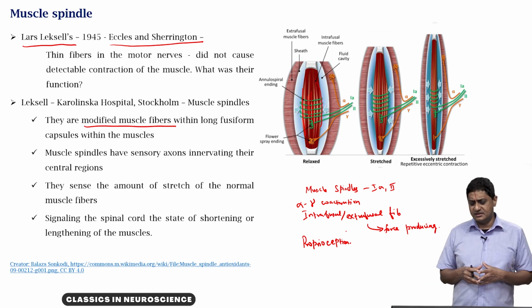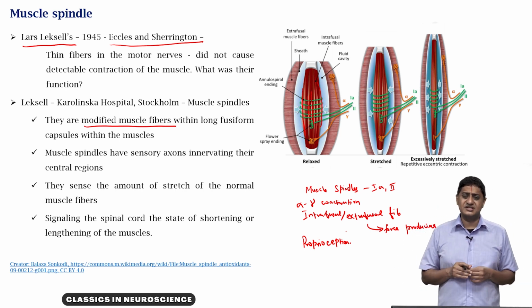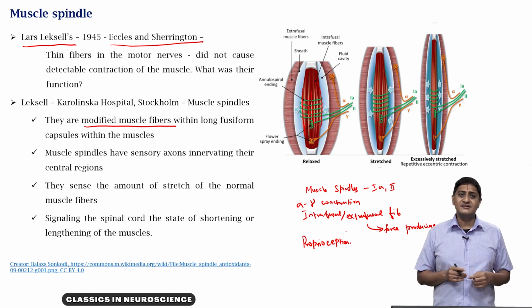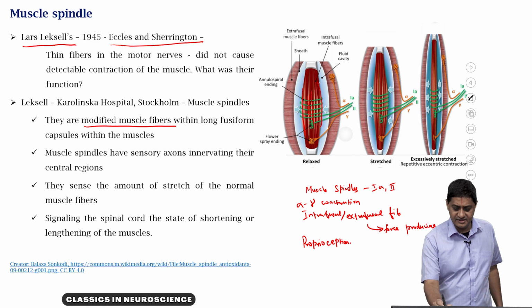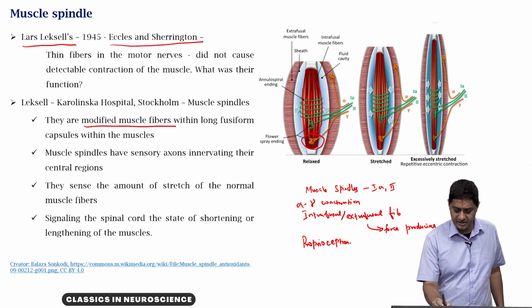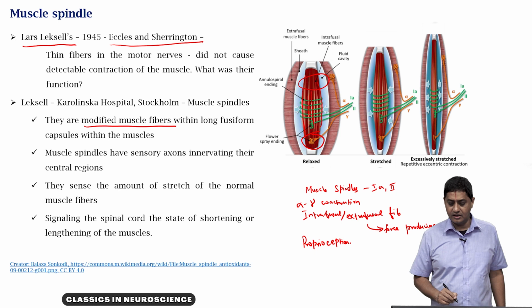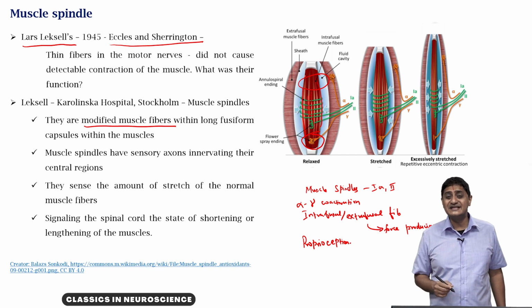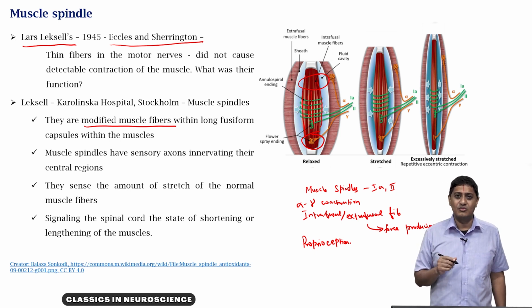It turns out that the central regions of the intrafusal fibers are sensitive to stretch, whereas the ends, like here and here, the polar regions, are innervated with these thin motor neurons.